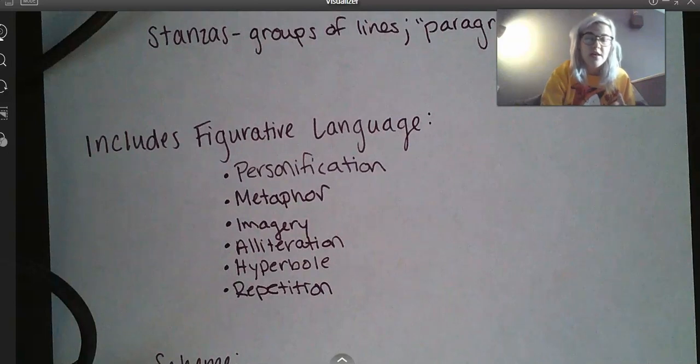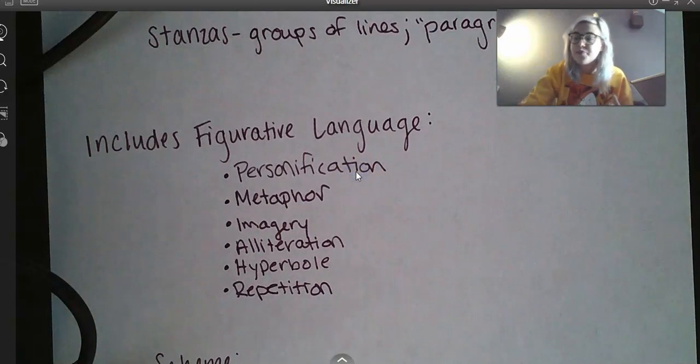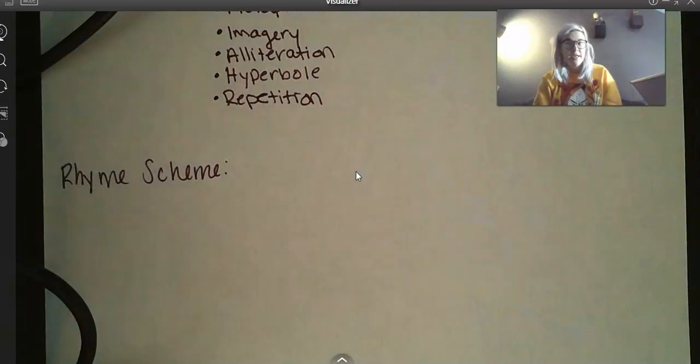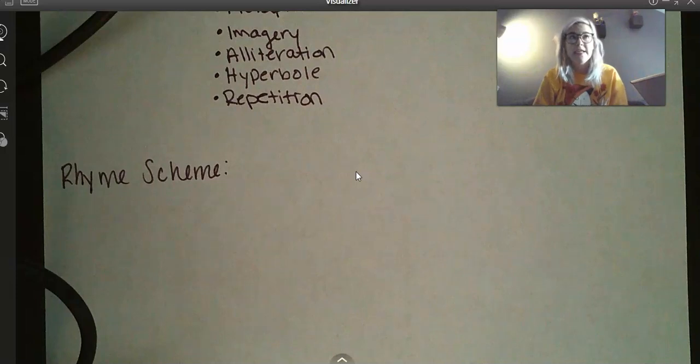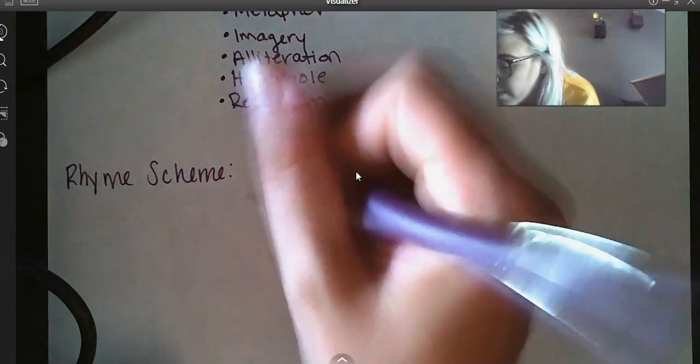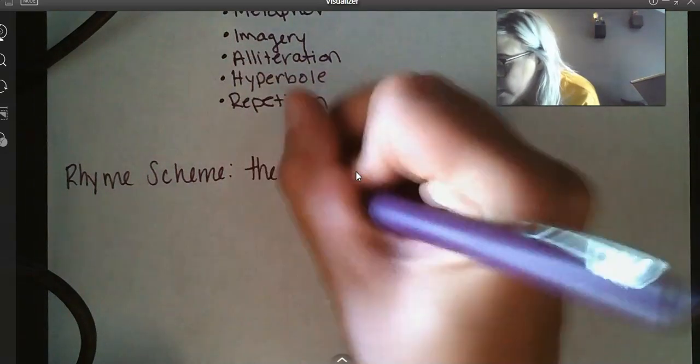The final thing that we're going to talk about with poetry today is what we call rhyme scheme. This has been on benchmarks and NWEA testing, and I know many of you have been like, I don't know what this means. What does that mean? And I've tried to explain it briefly when we've done it, but we're going to get a legit definition. So a rhyme scheme is the pattern of rhyme in a poem. Okay.